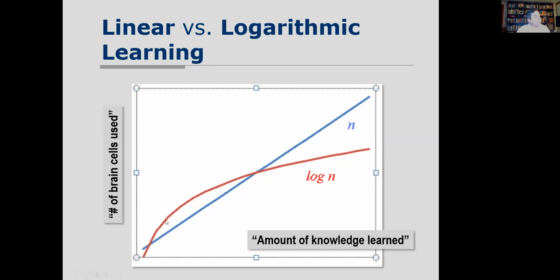Logarithmic learning means your increase in the number of neurons that you use, or the number of synapses that you use, does not increase linearly, but logarithmically. Which means that if you want to learn a lot, you actually use much less brain cells. You use less circuitry to learn more. So I want to ask a question: how is this possible? How is it possible to learn more with less?